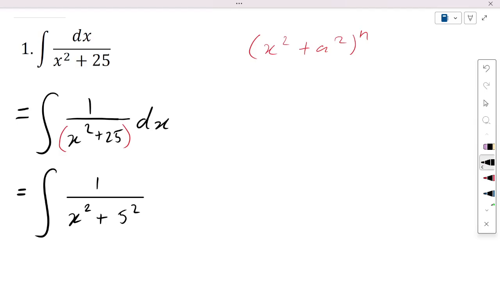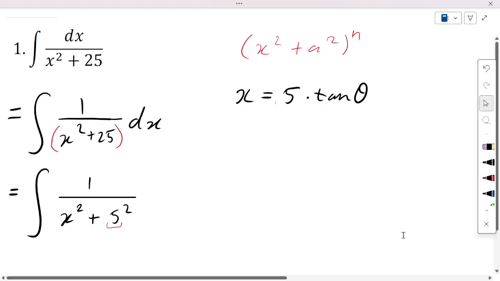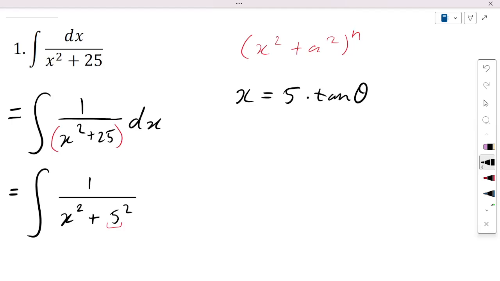So that means, because it's an addition and we have x squared plus a squared, the x that we are going to substitute is going to be a multiplied by tan theta. So it is a tan theta. There we go. But just remember what I said: the 5 is replaced with the a value. So therefore, this is our a value. It's 5.